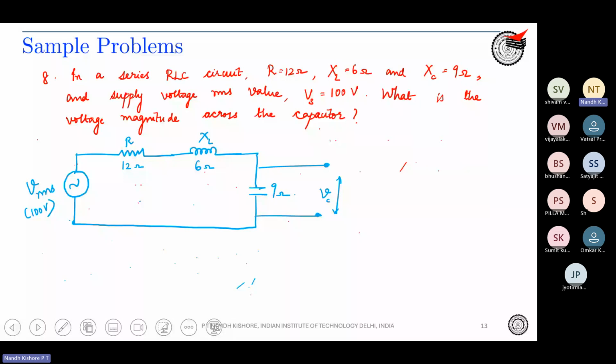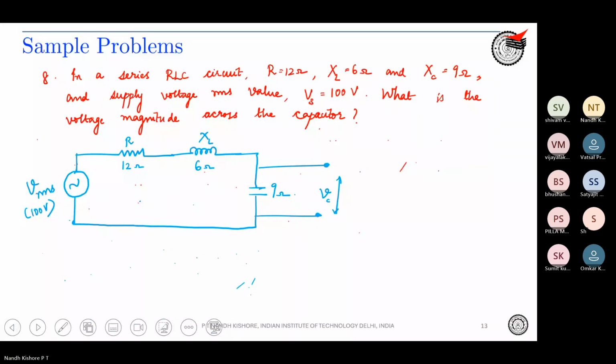Okay, so how will you approach this? First point is, while marking your circuit, do not simply write 12 ohm, 6 ohm and 9 ohm. See, this 12 ohm is not the same as this 6 ohm, okay? Because this 12 ohm is a real number, whereas 6 ohm and 9 ohm are imaginary parts. So always write R as 12 ohm, XL should be j6 ohm, right?